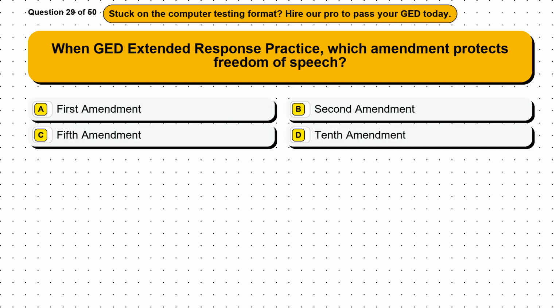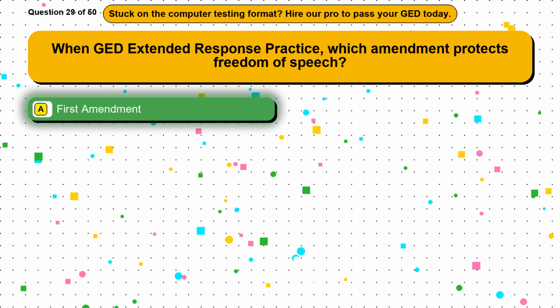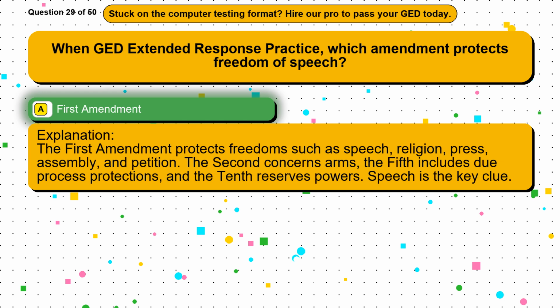Question 29. When GED Extended Response Practice, which amendment protects freedom of speech? Option A. First Amendment. Option B. Second Amendment. Option C. Fifth Amendment. Option D. 10th Amendment. The correct answer is option A. First Amendment. The First Amendment protects freedoms such as speech, religion, press, assembly, and petition. The second concerns arms, the fifth includes due process protections, and the 10th reserves powers. Speech is the key clue.